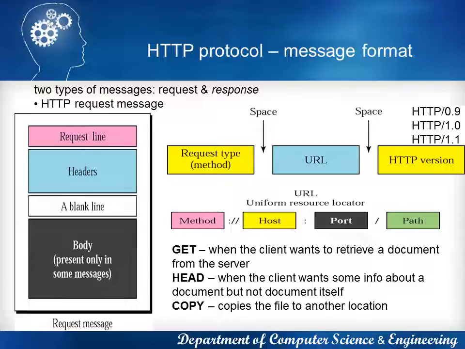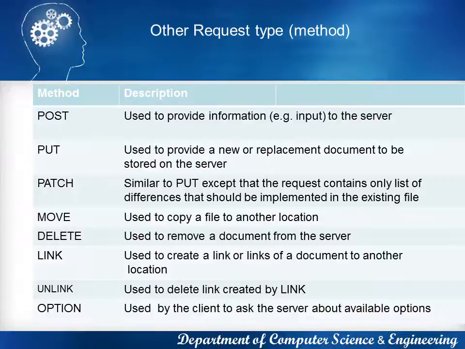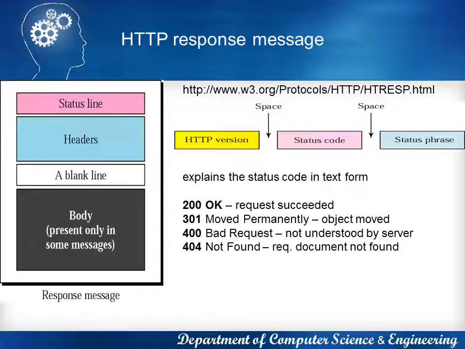HEAD is used when the client wants some information about the document but not the document itself. COPY copies the files to another location. The POST method is used to provide information to the server. The PUT method is used to provide a new or replacement document to be stored on the server. MOVE is used to move a file to another location. DELETE is used to remove a document from the server. LINK is used to create a link of a document to another location. UNLINK is used to delete a link created by LINK, and so on.